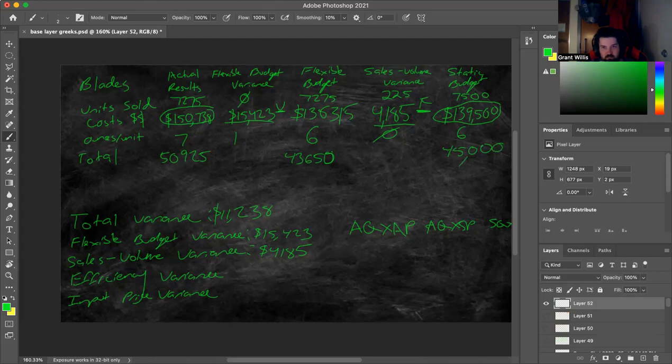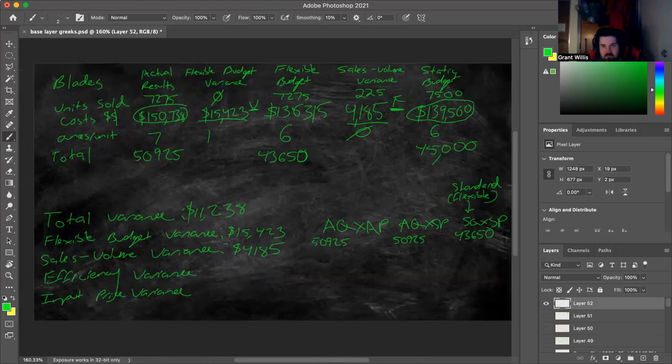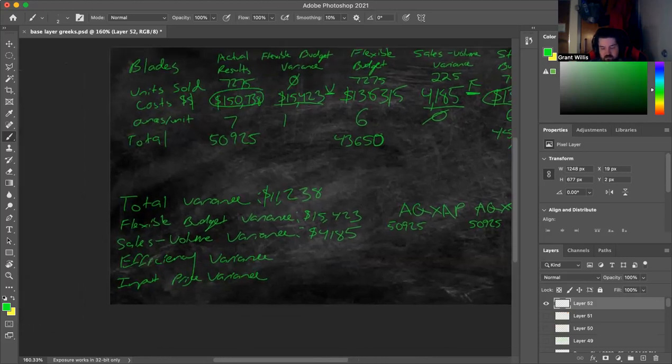So now I can fill out that part. I can put 5,925, 5,925, and 43,650. Because remember, this is standard. So that means flexible. Okay. Now what I want to do is find the cost per ounce. I can do that by taking the total cost divided by the total ounces. Does everything make sense so far? Yeah, I'm just following along. Okay.